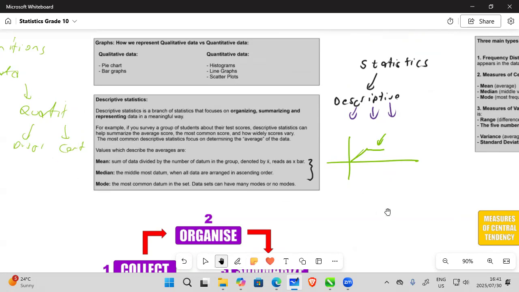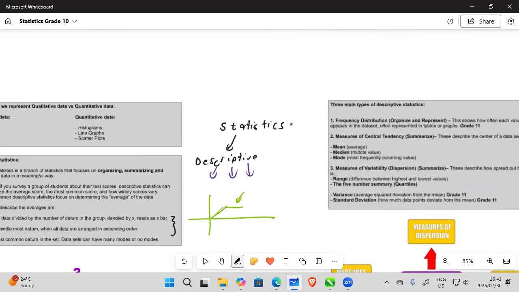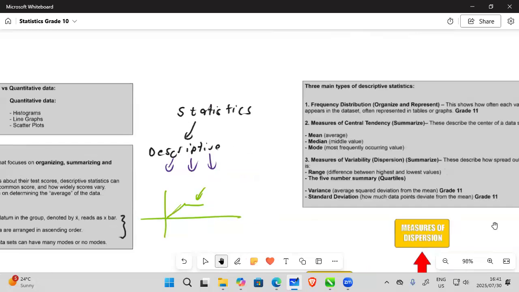We've already done that. Okay, now let's delve deeper. So we started from here. We're going deeper. We're going to descriptive statistics. Now from descriptive statistics, we're going to go even a layer deeper. And what are we going to do? We're going to focus on 3 parts: frequency distribution, measures of central tendencies, and measures of dispersion.